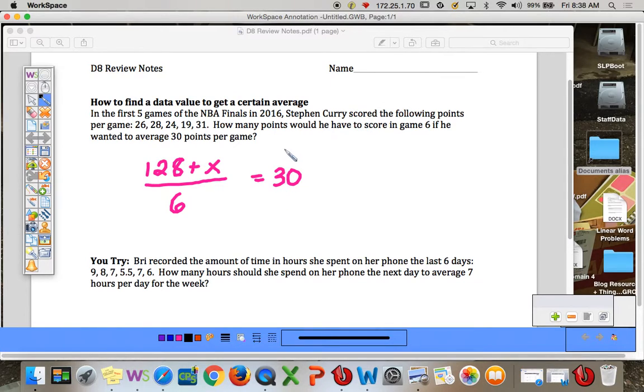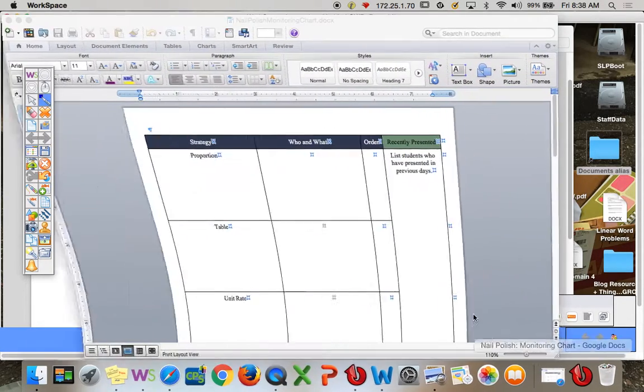Another way is we can solve it algebraically. So if you think about solving an equation, we have (128 plus x) divided by 6. Let's get rid of the divided by 6 first. How do you get rid of a divided by 6? You multiply each side by 6. So let's do that. 6 divided by 6 is 1, that cancels. And we'll get 128 plus x equals, and then we'll multiply 30 times 6, should be 180.